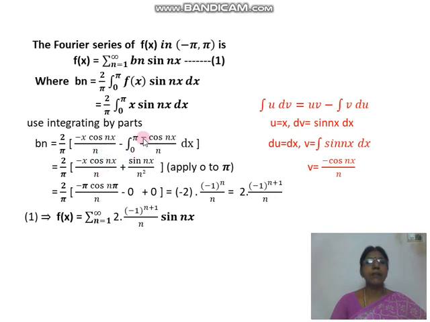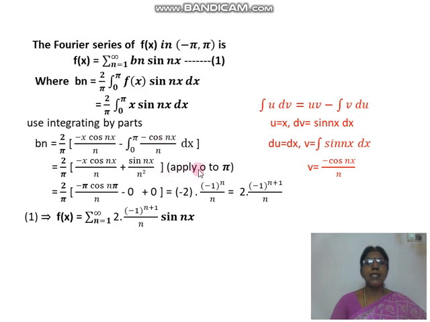Now see this one, minus into minus you get plus. Now 1 by n is already there. Now you get integral cos nx. What is integral cos nx? Sin nx by n. Already one n is there, another n came, now it becomes sin nx by n square. So this is the integral value of this integration.